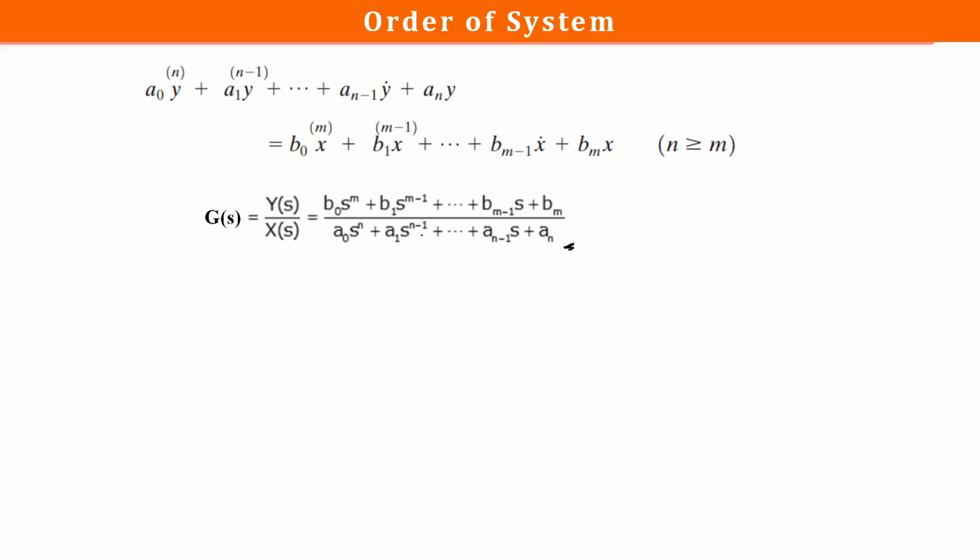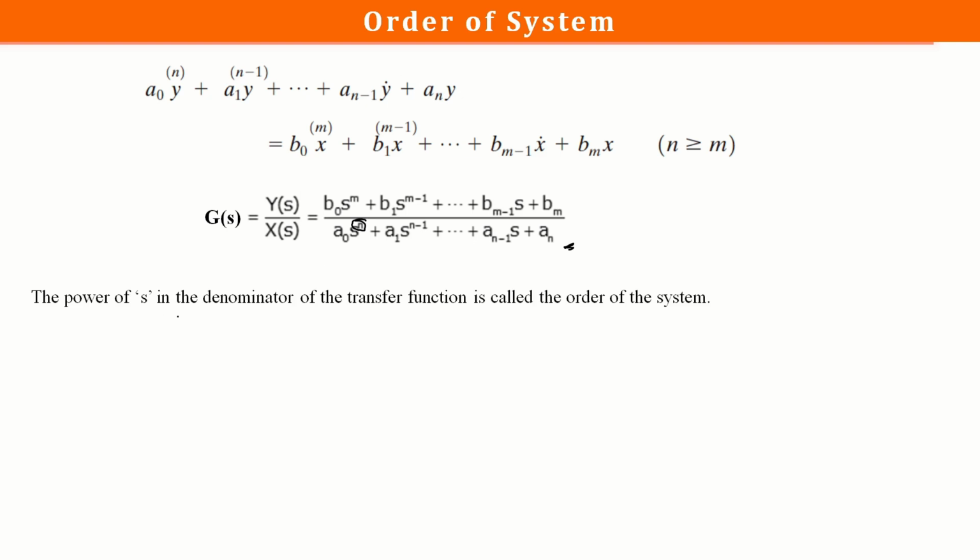What we have to do is see the power of s. The power of s in the denominator of the transfer function will determine the order of the system. So whenever we have the transfer function of any system, we just write it in this form, and then we see how much is the power of s in the denominator, and that power represents the order of the system. So let's take an example.